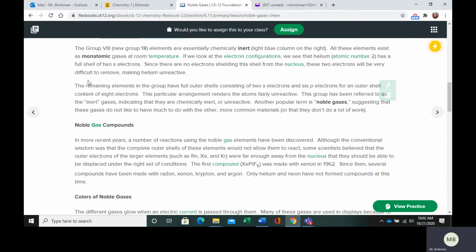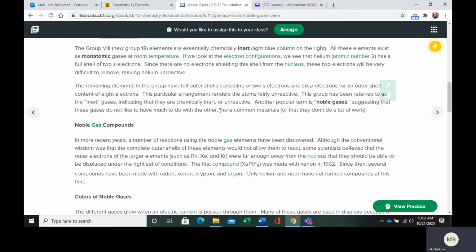Okay. The remaining elements in the group are going to have full outer shells that have 2 s electrons and 6 p electrons. So they have 8 valence electrons. All right, this arrangement renders the atoms fairly unreactive. So unreactive, we said, could be inert. They also call them noble gases.